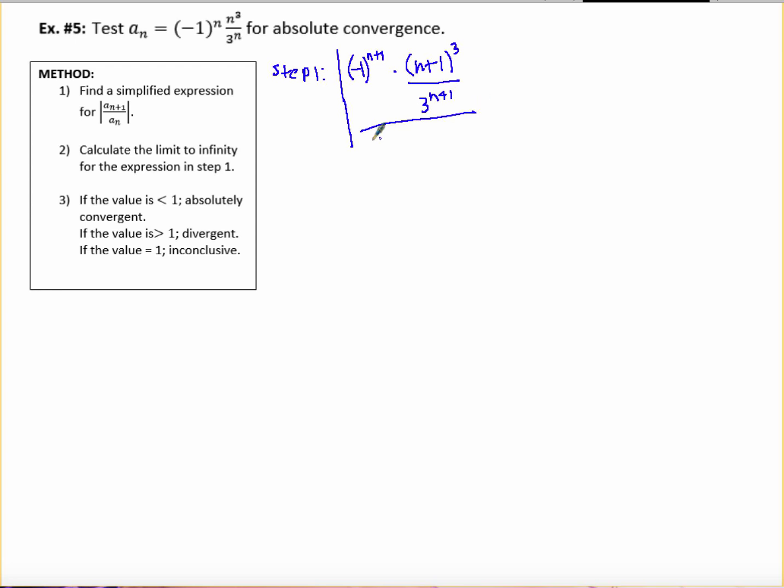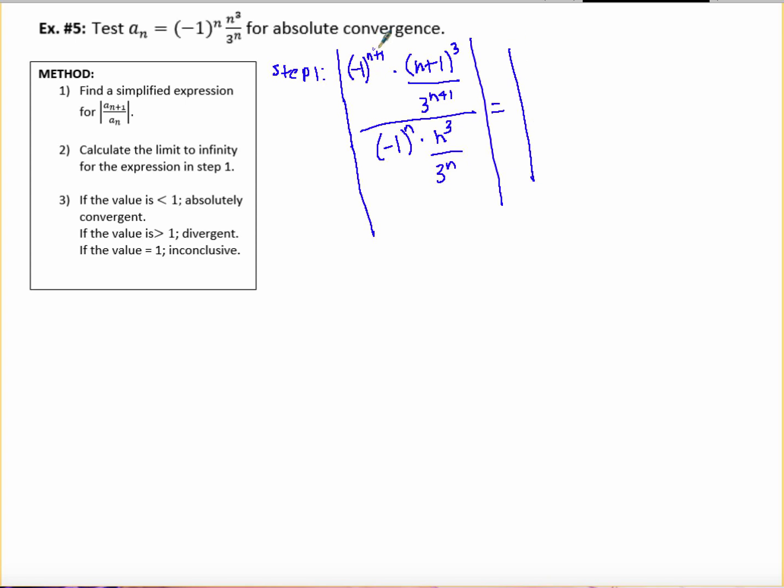I'm going to need to make my absolute value symbol larger. So I'm just going to rewrite the original. So that's going to be negative 1 to the n power times n to the third power divided by 3 to the n. Good gravy. We're going to need to simplify this. So this is essentially a complex fraction, and I can break it apart. So let's do that.